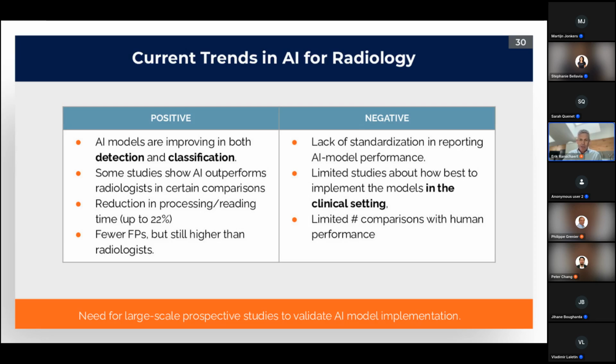What are the negative trends? There's a lack of standardization in reporting and AI model performance. There are still limited studies about how to best implement the models in clinical settings, and there are limited numbers of comparisons with human performance. So what we actually need are large-scale prospective studies to validate AI model implementation in clinical practice.